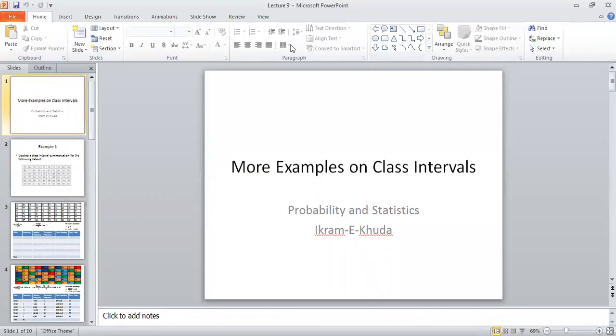Welcome students. In this lecture, we are going to discuss some more examples on class intervals, that is the summarizations that we make. We'll particularly focus on the summarization method, the table that we make.